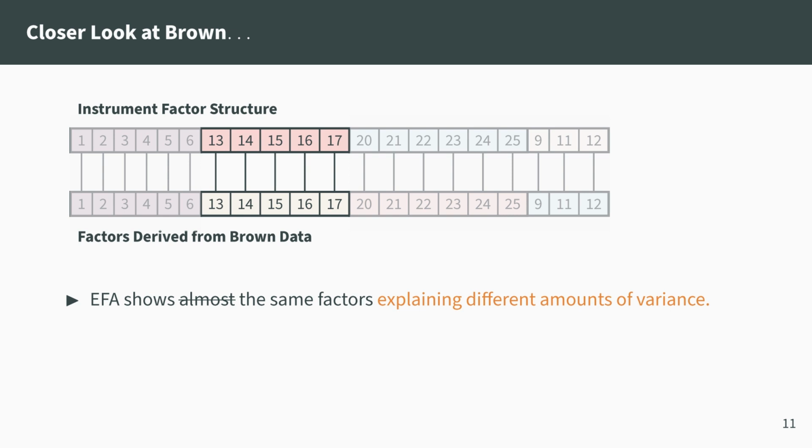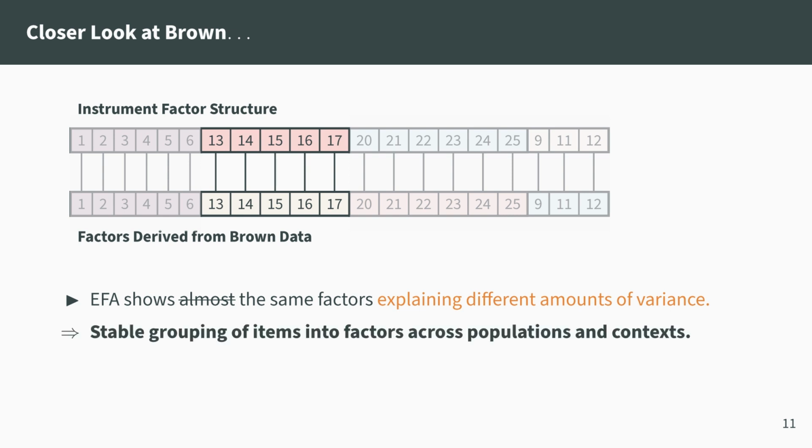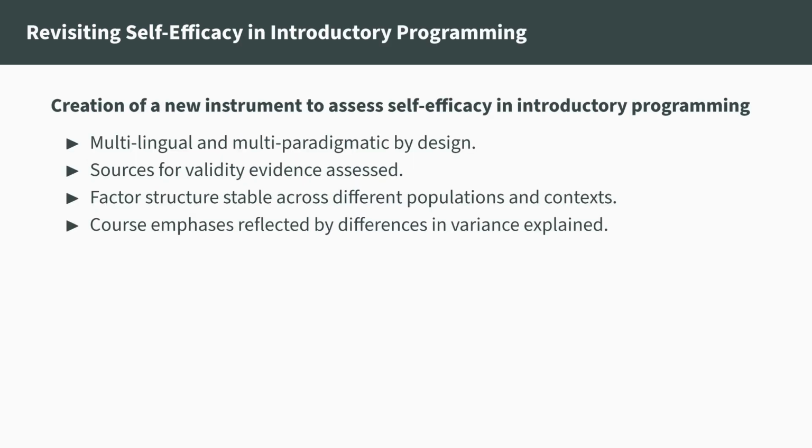To summarize, it's important that, despite the differences in the two populations, the instrument demonstrates a stable grouping of items into factors. Given the differences in approach used, it's also encouraging that the variance explained by the individual factors varied. This suggests that factor scores of our instrument can be used to investigate these differences. In conclusion, we have developed an instrument for use in introductory programming, and we have shown that, for the population studied, it behaves as one would expect from an instrument measuring self-efficacy. The items in our instrument were derived from research literature, and our instrument is multilingual and multi-paradigmatic by design.